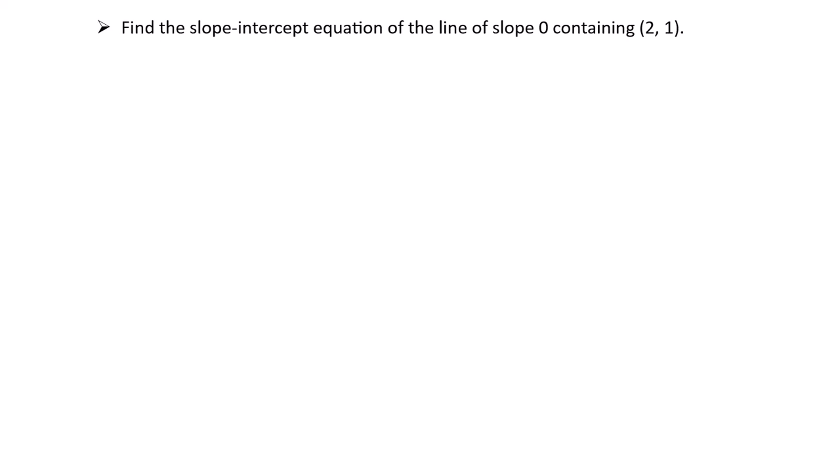Now let's find the slope-intercept equation of the line of slope 0 containing 2, 1. Again, you don't want to do more work than you need to. Only a certain type of line has a slope of 0, and it's that horizontal line y equals 1, because here y equals 1, and that's it.